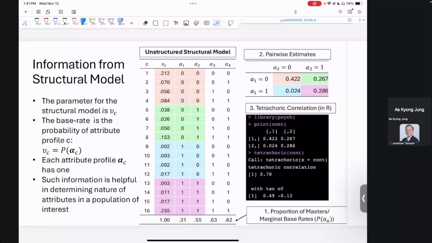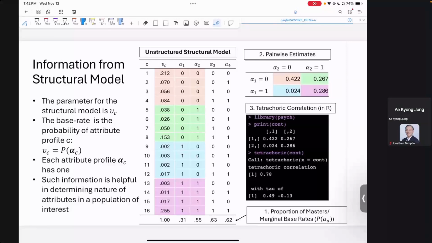Can you guess how we can get this 0.422? This is attribute 1 equals 0, attribute 2 equals 0. How about the top 4? Because that's where both have no attribute mastered. Yeah, that is correct. So we sum all of these four classes' probabilities because they have not mastered any of these 2 attributes. So we can get this 0.422. And other numbers can be obtained from the same process.